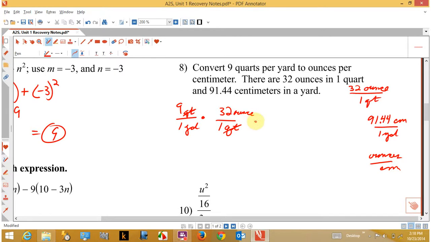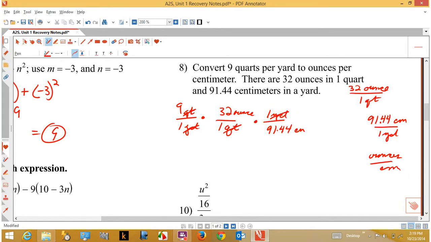So the next thing I have to do is get rid of this yards, because what I need is to convert the yards into centimeters. So here's my conversion right here. I have 91.44 centimeters in 1 yard. Notice the yards that I have here is a denominator, so to get rid of that yard, I will have to multiply it by something that has yards as a numerator. So if I put 1 yard over 91.44 centimeters, that's my conversion factor switched. The yards that's a denominator will cancel with yards as a numerator.